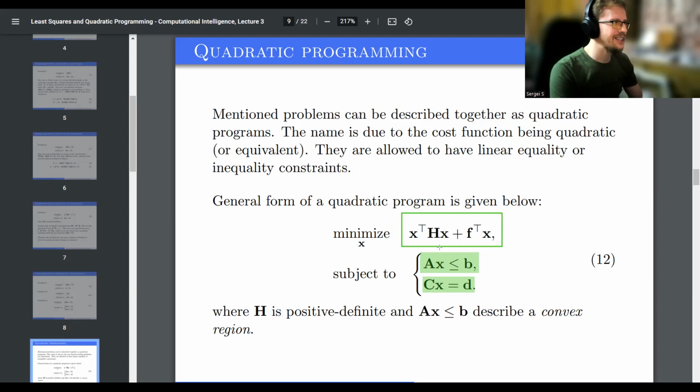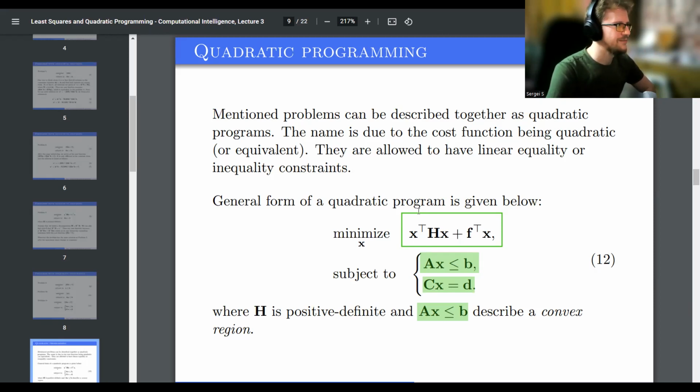Now, in the second part of this lecture, we'll also realize that AX less than B describes what we call a convex region. But that's the second part of the lecture, for which we don't have a lot of time. So we might have to finish the second part of this lecture next time. All right, but that's it. What we described here is a quadratic program. Do you have any questions about that?